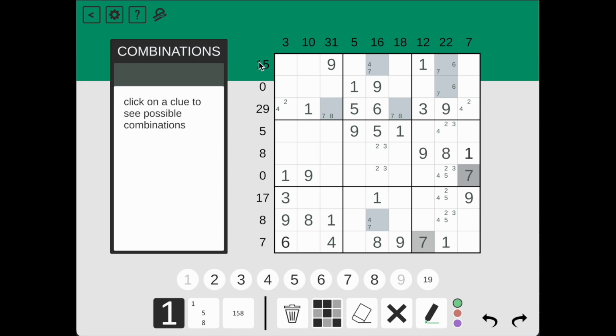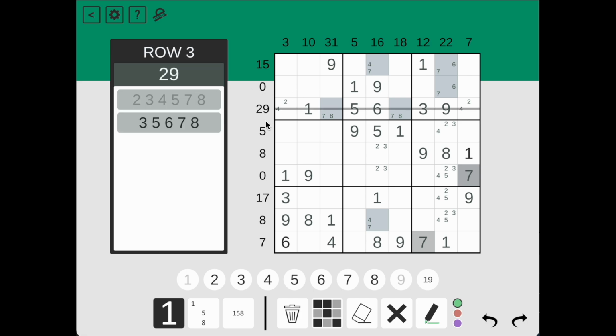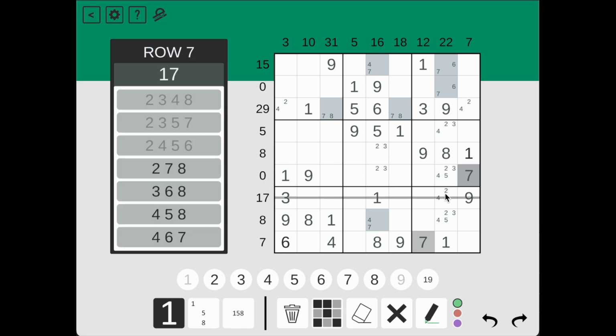Alright, let's go back through just to see if I can figure out any more. Okay, this has a 4 or a 7. So that can't be, that can. There's either a 6 or a 7 over here. So since this has both 6 and 7, that can't be in here. Okay, this is 2, 4, or 5. So that could be, this could not. Either of those could.